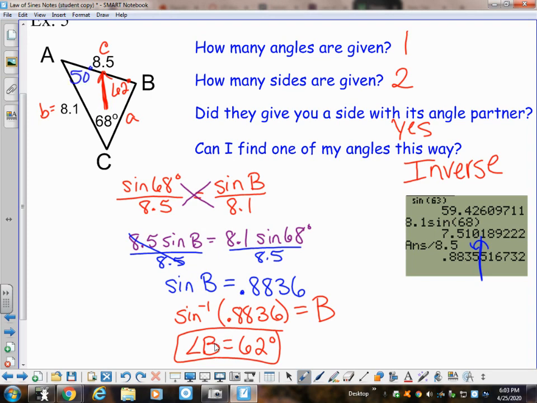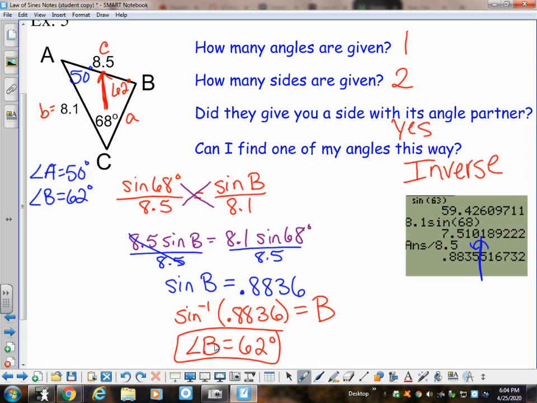So I'm going to write it over here. I have angle A is 50, and I have angle B, which is 62. So I got those answers so far. Now the last thing I have to do is find side A.